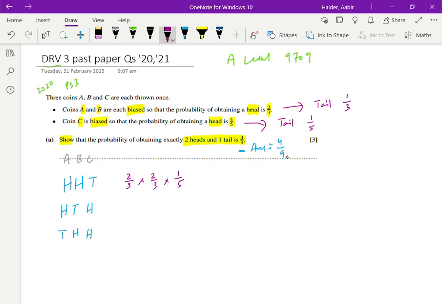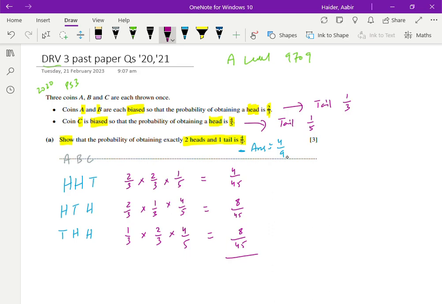Okay, now for the second combination, H, T and H. So H will remain the same. T for B is 1 over 3 and H for C is 4 over 5. Okay, for the last one, we have T in the A coin, so that should be 1 over 3, and H in the B and C. H for B should be 2 over 3, and heads for C should be 4 over 5. Okay, now multiplying the probabilities we get 4 over 45, 8 over 45, also 8 over 45.